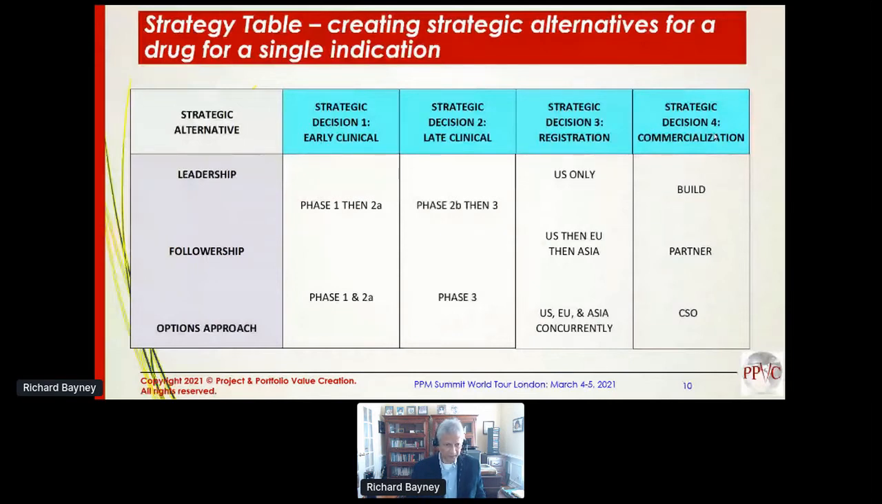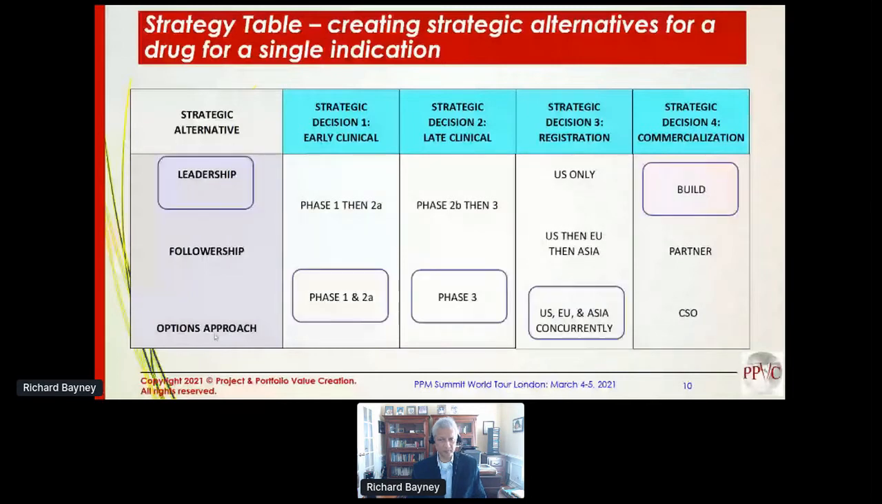So the rule of thumb that I use and many of my colleagues in decision analysis use is to generate around 3 to 5 strategic alternatives. In this case, I've made the table simple and I've only developed 3. The only challenge now is how do we link the options within each strategic decision to the theme that is a leadership theme or a followership theme or an options approach theme within the strategic alternatives column.